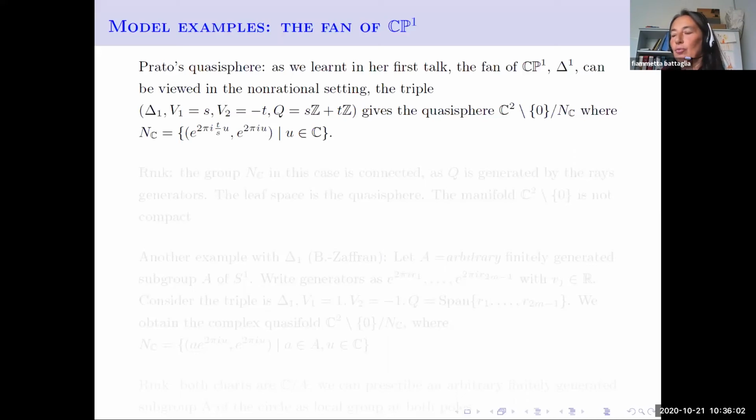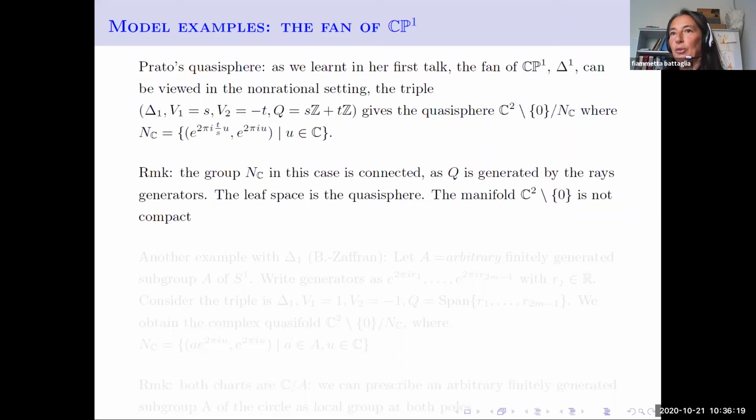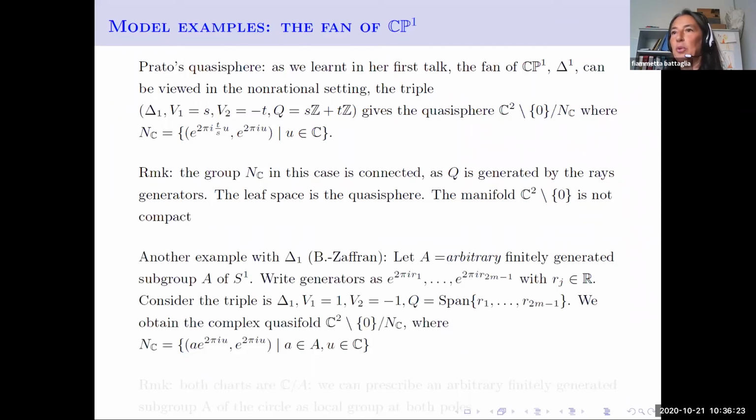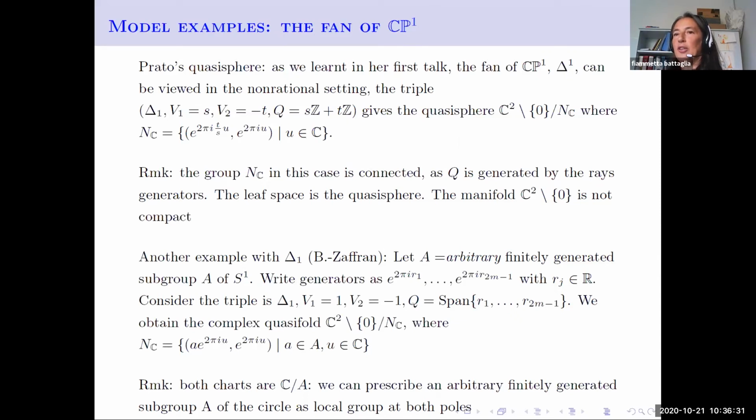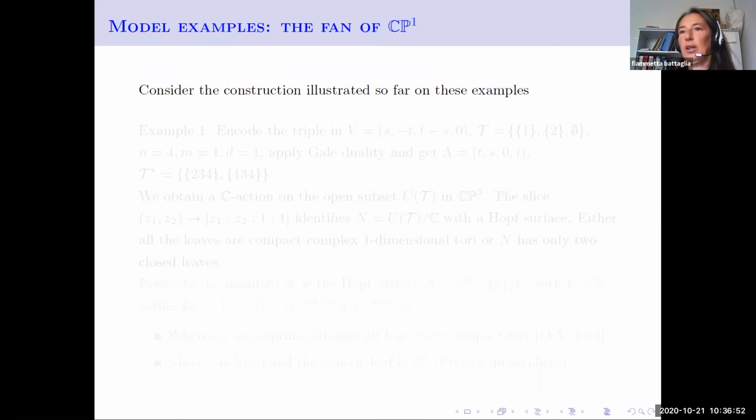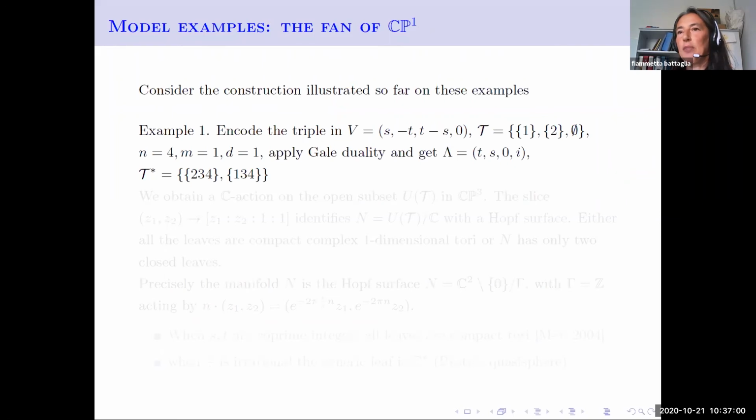And so, of course, we can see what happens when we take this data and we construct the foliated manifold and so on. And also another nice example, again with the fan of CP1, is this, and we can prescribe an arbitrary finitely generated subgroup at both poles. So in one case we get the quasisphere, in the other case we get a variant of the quasisphere. And here I just illustrate the construction of the manifold N in these cases.